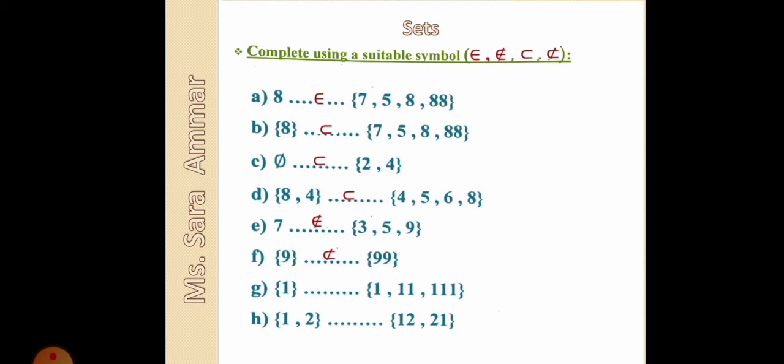Look at question G. I have set of 1, so I have to choose between subset and not subset. Does the opposite set have the number 1? Yes, we have 1, 11, and 111, so 1 exists here, so it's a subset. The last question, I'm searching for 1 and 2, but I have 12 and 21, so this is not a subset.